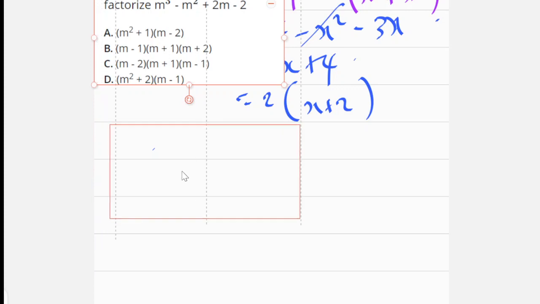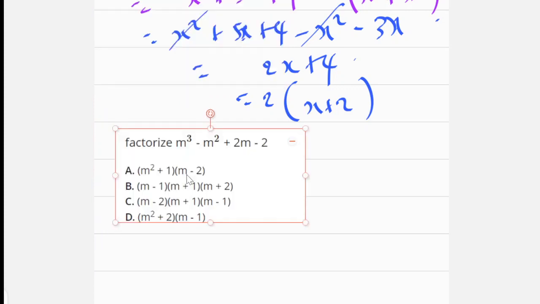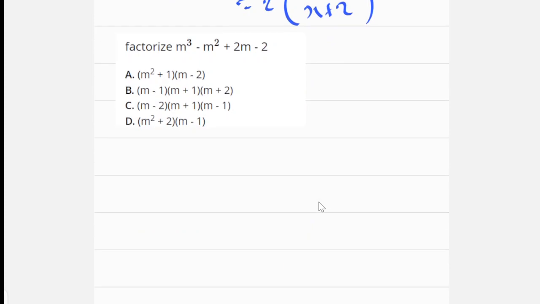So we have to factorize m cubed minus m squared plus 2m minus 2. You can do this in two ways. I think the fastest method you can use is the guess method. You understand now from your polynomial. I'm going to explain how. Then another method you can use is the rational root theorem.